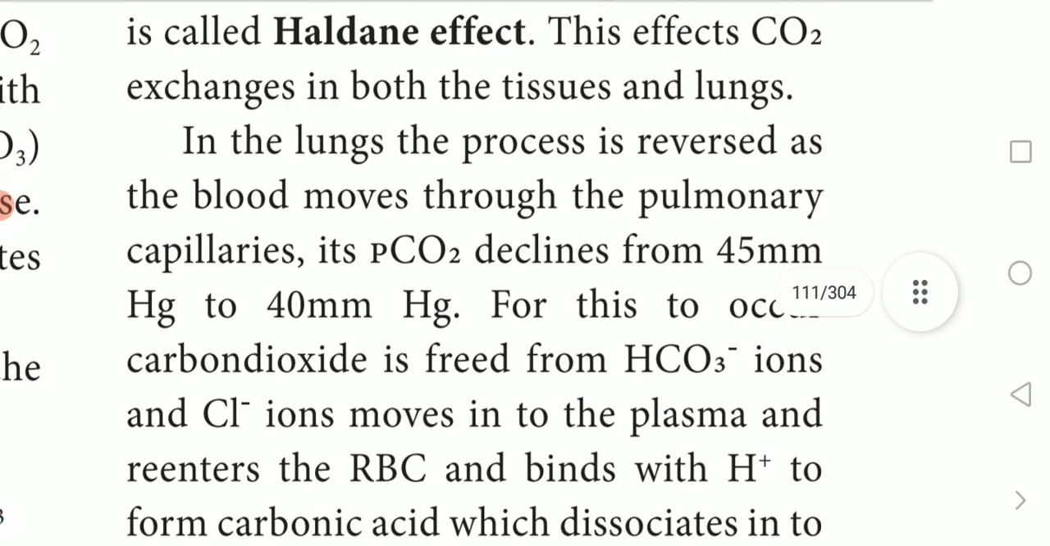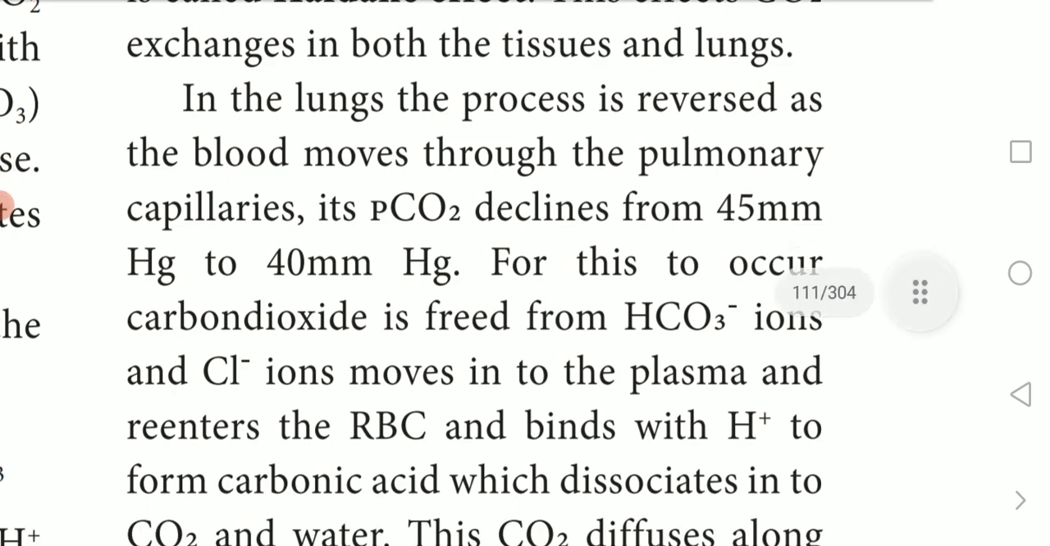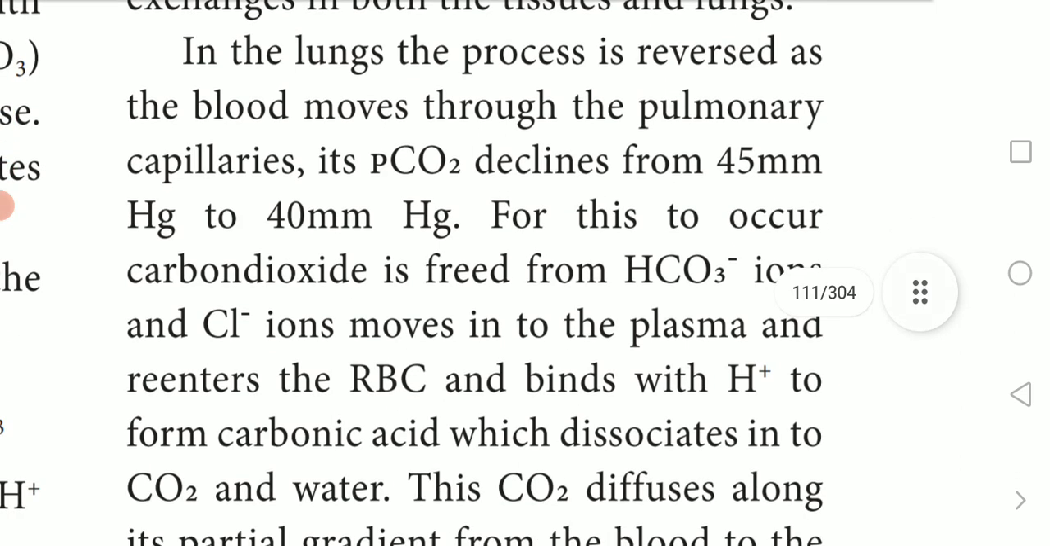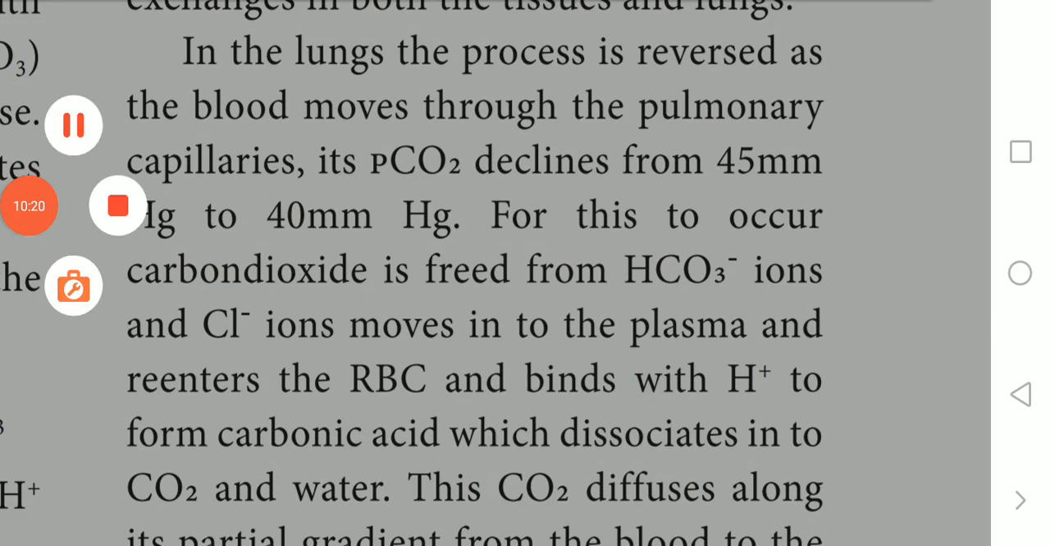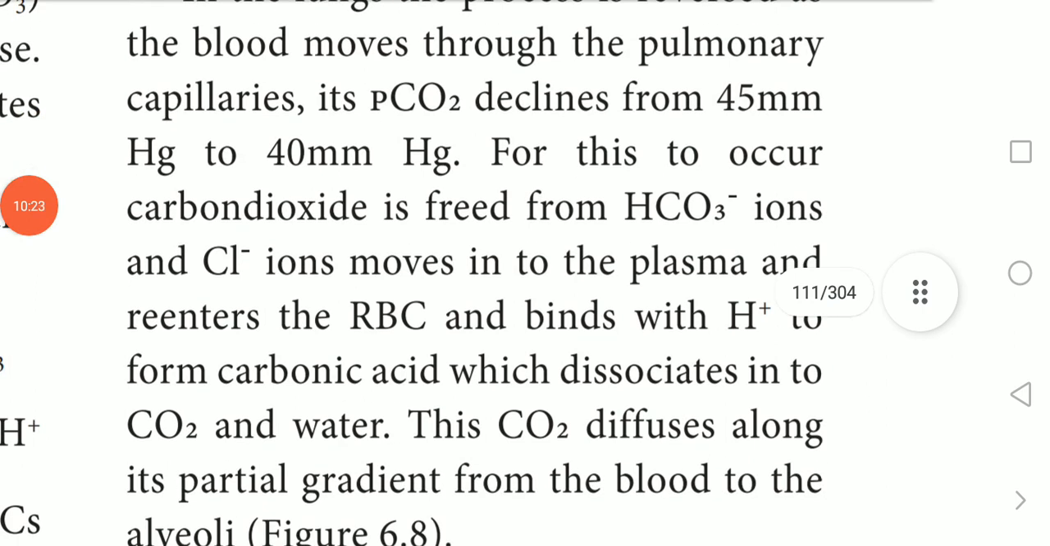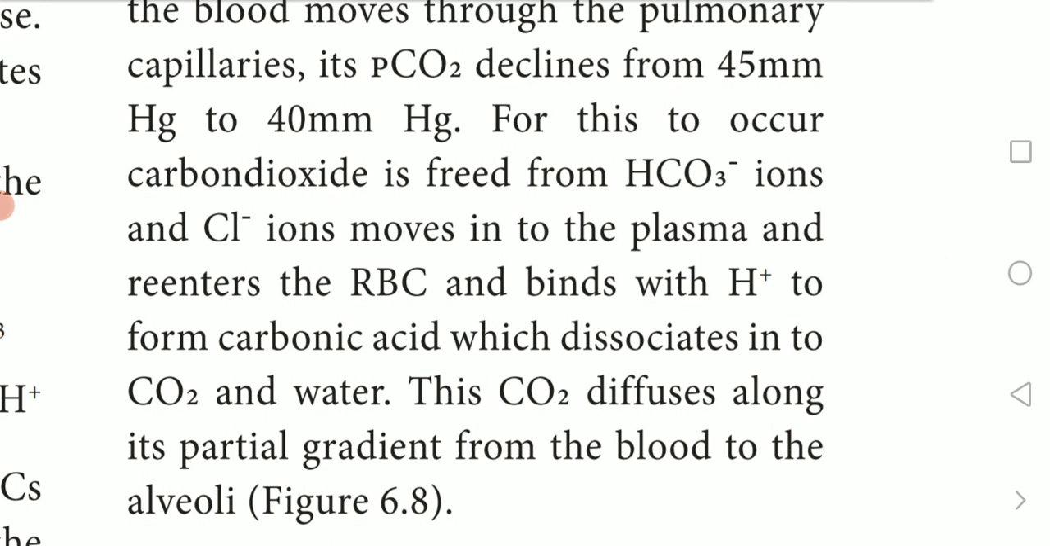Here, in the lungs, the process is reversed as the blood moves through the pulmonary capillaries. The partial pressure of carbon dioxide declines from 45 mm Hg to 40 mm Hg. For this to occur, carbon dioxide from bicarbonate ions and chloride ions moves into plasma and reenters the RBC, binds with hydrogen to form carbonic acid, which dissociates into carbon dioxide and water.